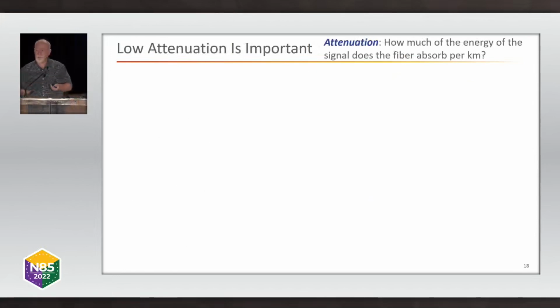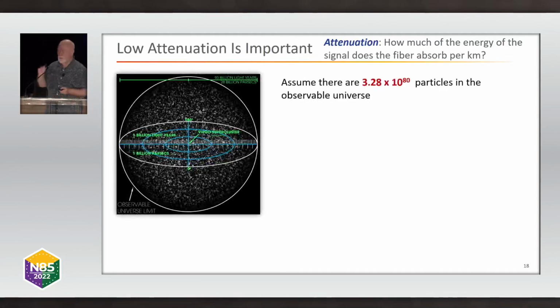Now, optical fiber, apart from being a waveguide, it really doesn't absorb much of the energy of the signal. We call that attenuation. How much of the energy of the signal is absorbed per kilometer of fiber? Well, let me give you a little bit of a thought example here. Assume there are 3.28 times 10 to the power 80 particles in the observable universe.